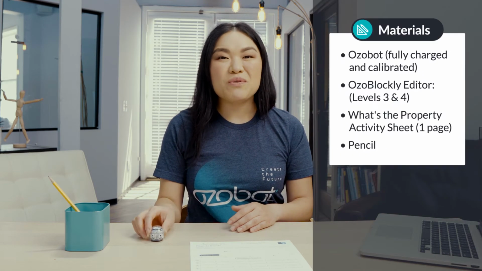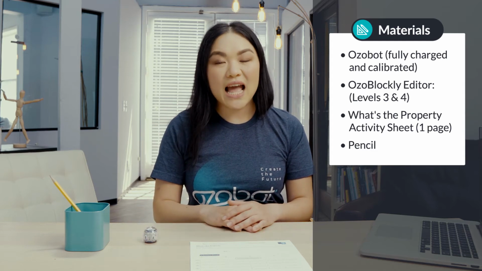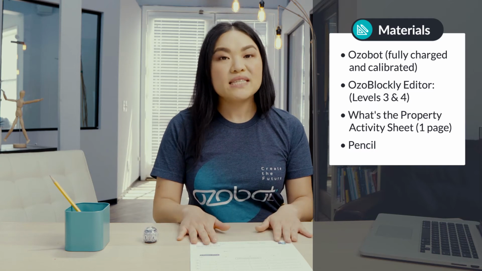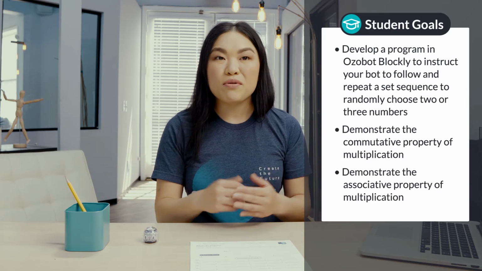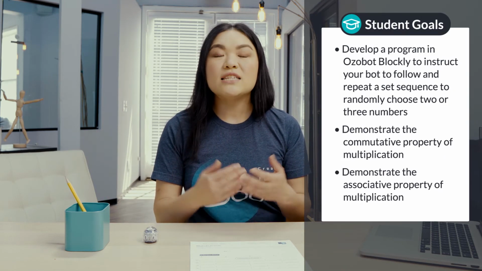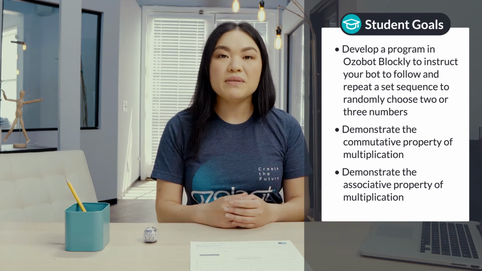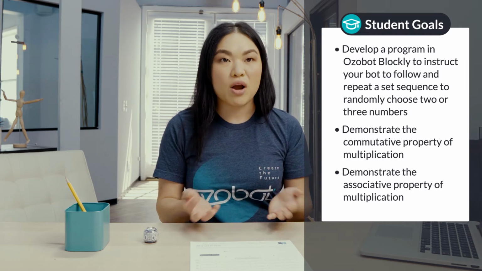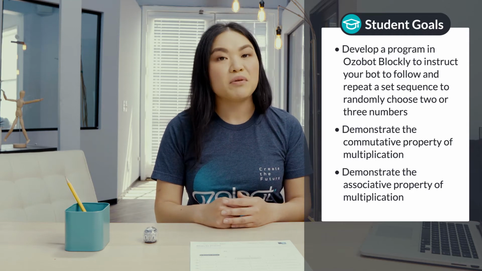For today's lesson, you will need an Ozobot fully charged and calibrated, the OzoBlockly editor. Today we'll be using levels 3 and 4, the What's the Property activity sheet, and a pencil. In today's lesson, you will develop a program in OzoBlockly to instruct your bot to follow and repeat a set sequence to randomly choose 2 or 3 numbers, demonstrate the commutative property of multiplication, and demonstrate the associative property of multiplication.